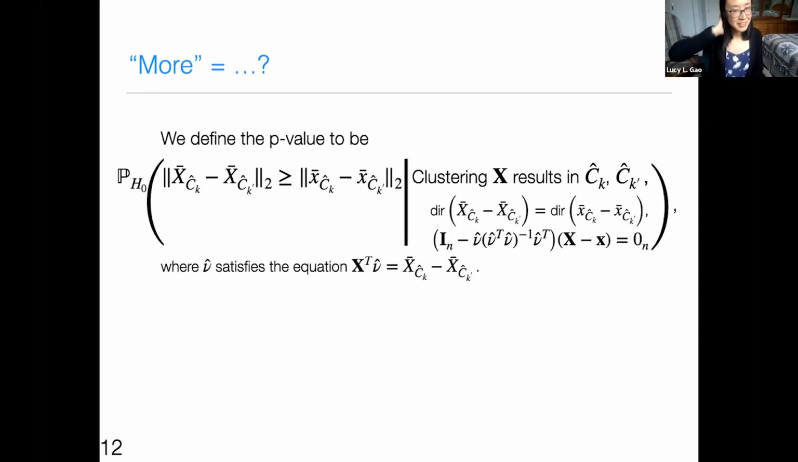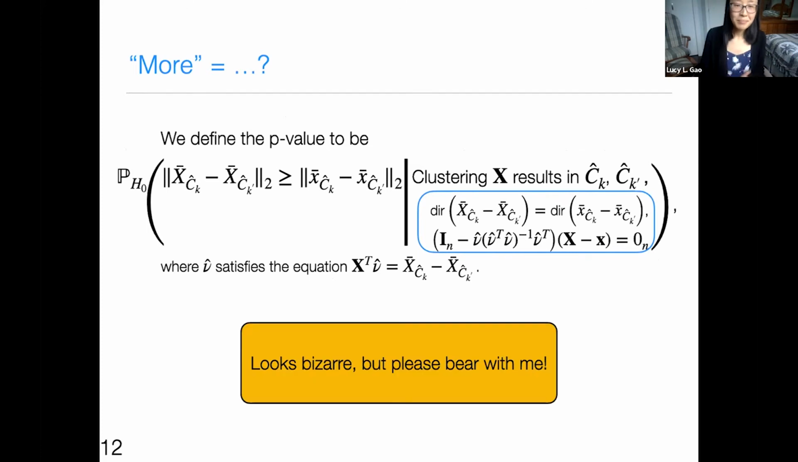So what is it that I'm actually conditioning on? What is this more stuff? I've written it out explicitly here, but if you look at it, perhaps this looks like a random jumble of linear algebra. It might seem a little bizarre, but please bear with me for a couple more slides. We are actually conditioning on something fairly interpretable, and we'll see more on that in a couple slides.